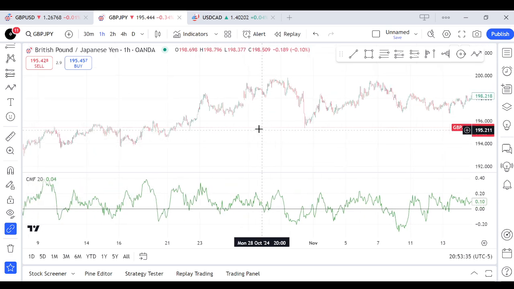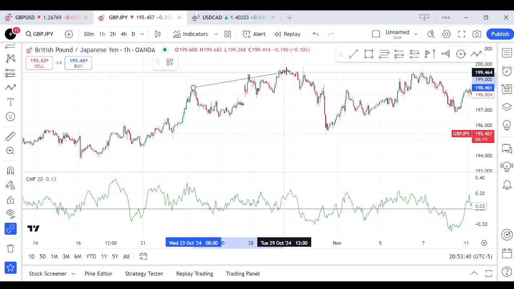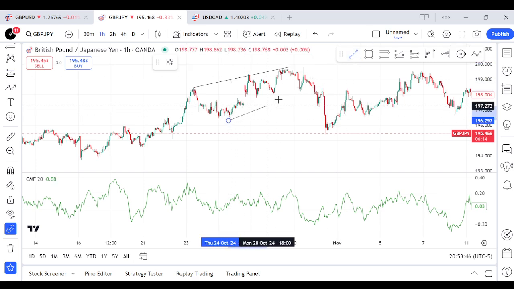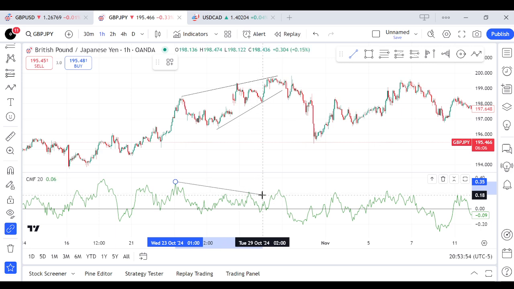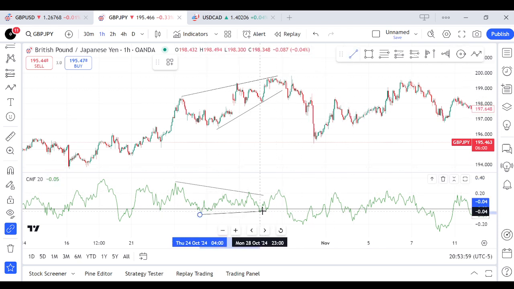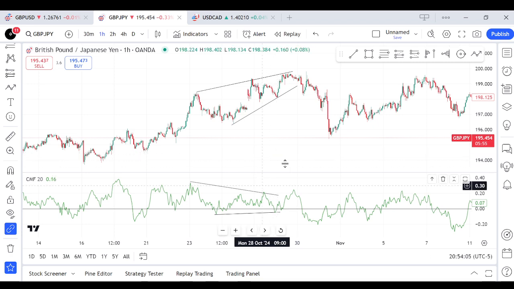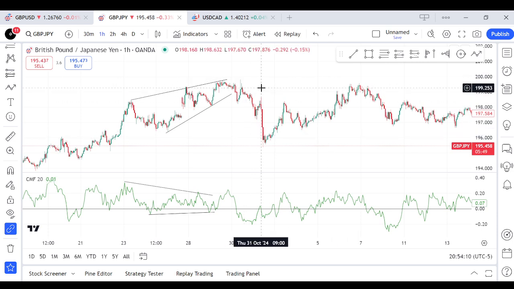So this is a wonderful example. You can see price making higher highs and higher lows, but you can see the CMF giving us lower lows and lower highs here. You can see that that is a divergence between price action and the CMF, and it signals that there is a bearish divergence around the corner and we should be looking for potential selling opportunities.